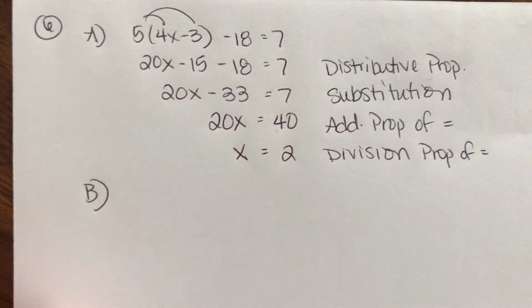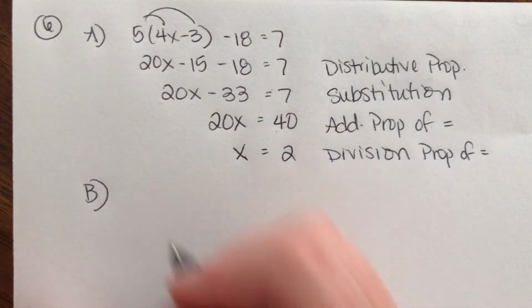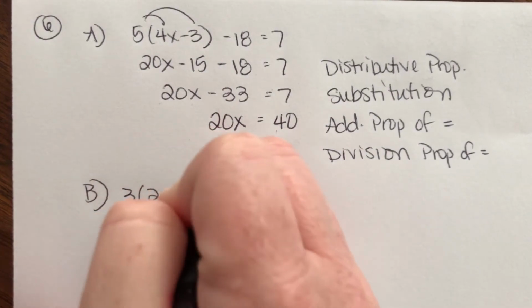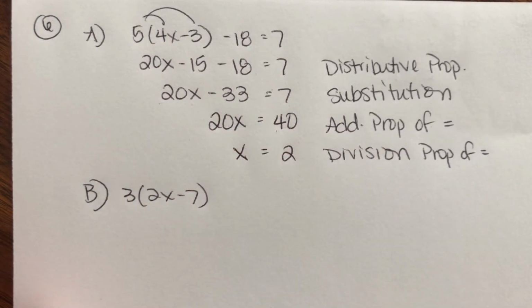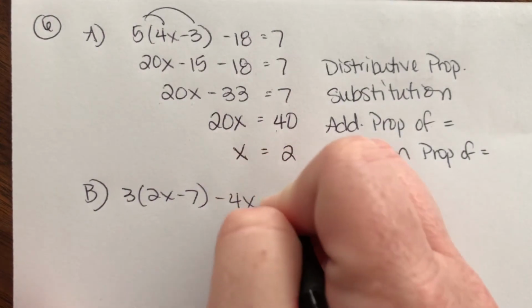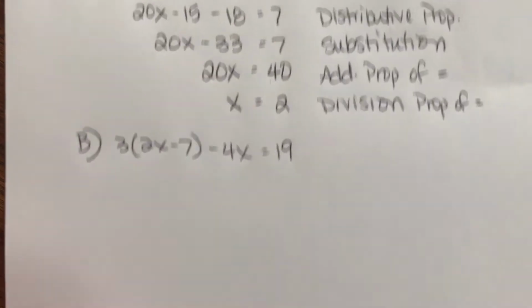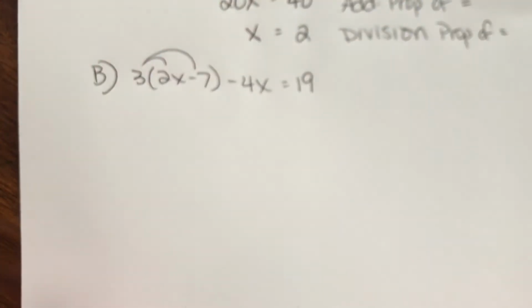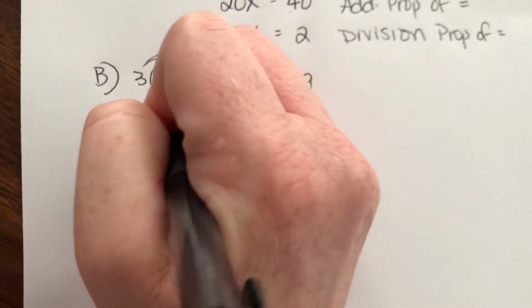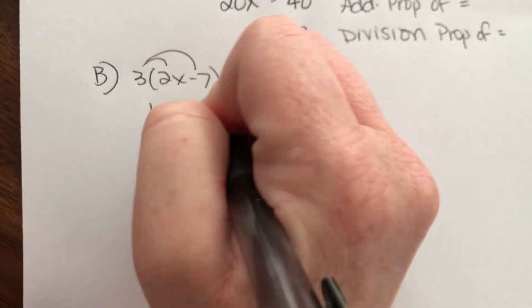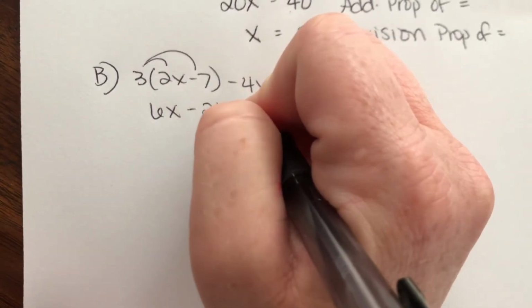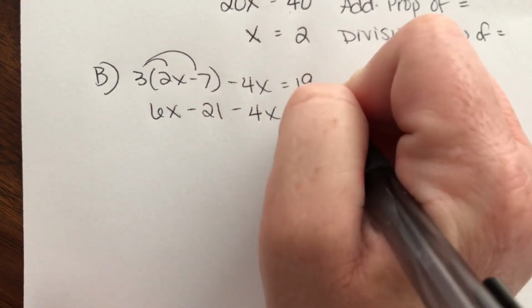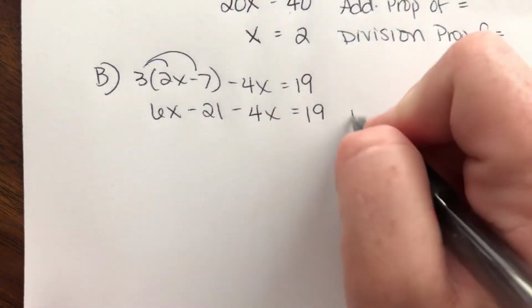B. This is 3 times 2x minus 7, minus 4x equals 19. Okay, same kind of deal. We want to first get rid of parentheses, so I'm going to distribute. So I will have 6x minus 21 minus 4x equals 19. And that's the distributive property.